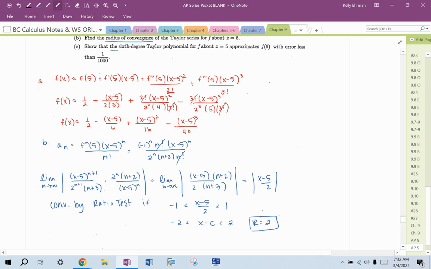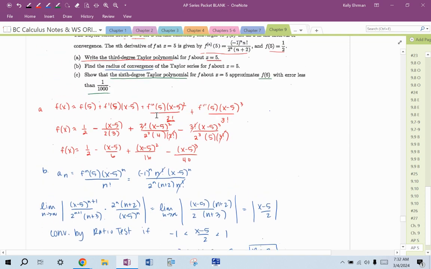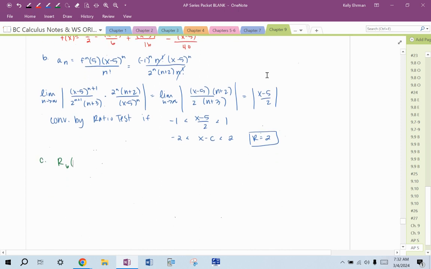And then part C says, show that the sixth degree Taylor polynomial for f about 5 approximates f of 6 with error less than 1 over 1,000. So if we use a sixth degree Taylor polynomial, we need to find R6 of, what do we approximate, f of 6. That should be less than or equal to the seventh derivative at z, and z is just something between 5 and 6, times 6 minus 5 to the 7th over 7 factorial.